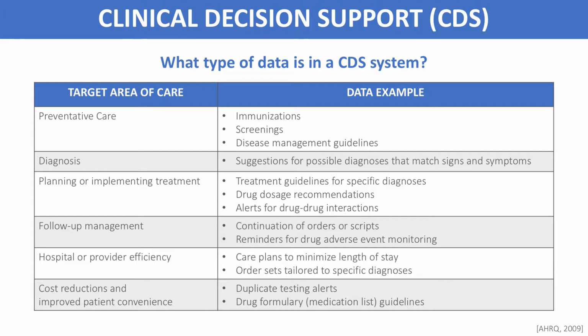Third, once a diagnosis is determined, clinical decision support can also help with planning or implementing treatment for the patient. This can include providing data around treatment guidelines for specific diagnoses, drug dosage recommendations, and alerts for any drug-to-drug interactions. This was illustrated in our previous example of John and Dr. Sullivan.